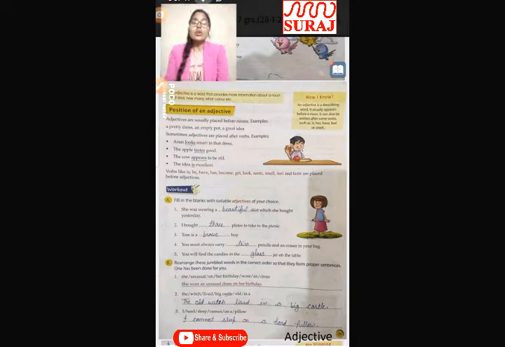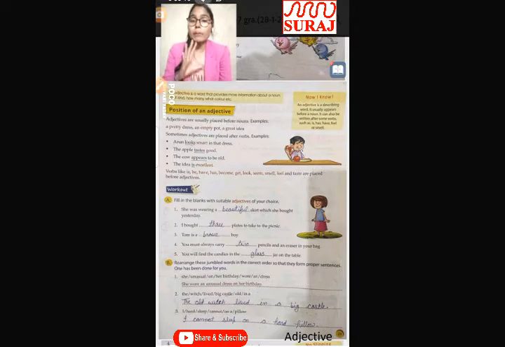Okay, so next one, position of an adjective. Where do we use it? Basically we will now learn where we use an adjective. Adjectives are usually placed before the noun. It means many times when we use adjectives, we will find the adjective before nouns. Like a pretty dress, an empty pot, a great idea.